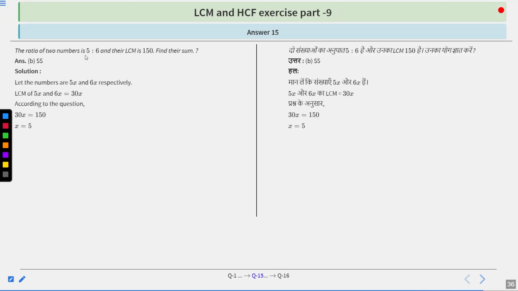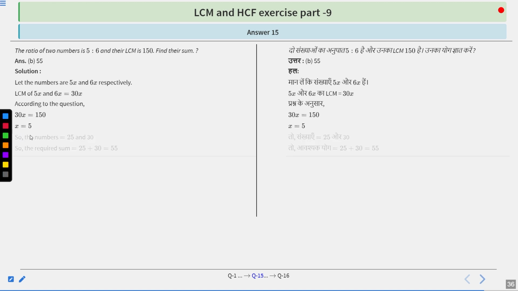Now, the ratio of numbers was given to us, 5:6. So let the numbers be 5x and 6x. The LCM of 5x and 6x in terms of x is 30x, since 6 fives are 30. The LCM given in the question is 150. That means 30x should be equal to 150. So the value of x is 150 upon 30, that is 5.